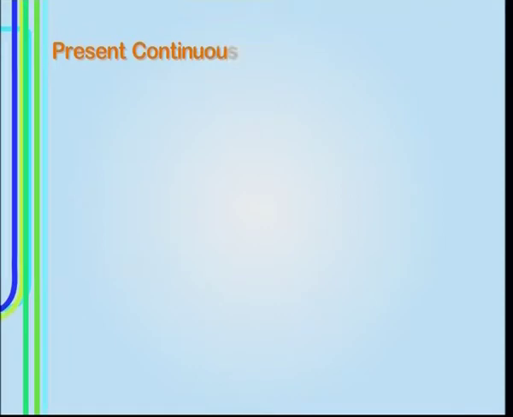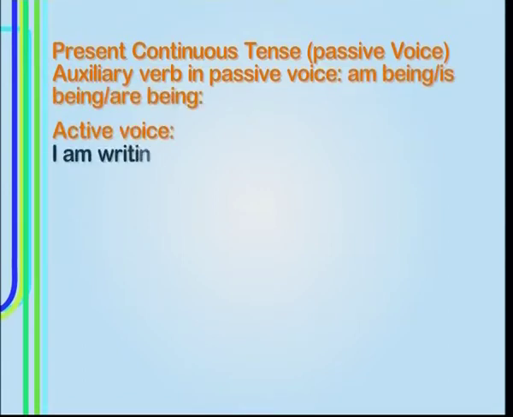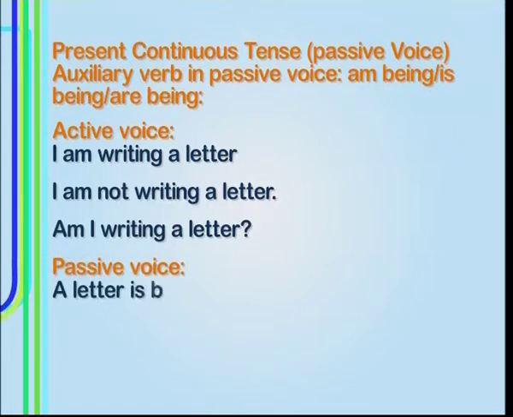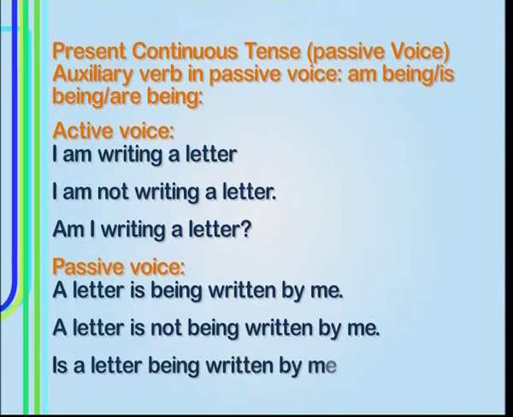Present continuous tense in passive voice. Auxiliary verb in passive voice: am being, is being, are being. Active voice. I am writing a letter. I am not writing a letter. Am I writing a letter? Now the passive voice is, a letter is being written by me. A letter is not being written by me. Is a letter being written by me?